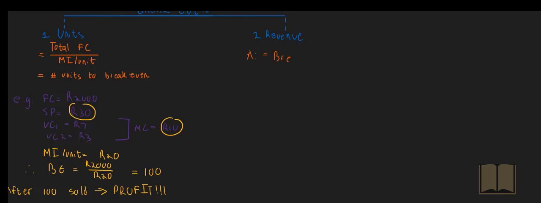Now let's have a look at the second way of calculating break even, by calculating the revenue you need in order to break even. The first way, and there are two ways, is that you calculate your break even in units and you multiply it by the selling price per unit. In this example that we did already on the left hand side, we've got our break even in units, and it's 100 units. We multiply the 100 units by the selling price per unit, which is 30 Rand, which gives us then 3,000.